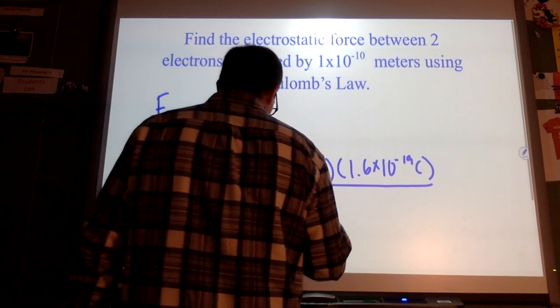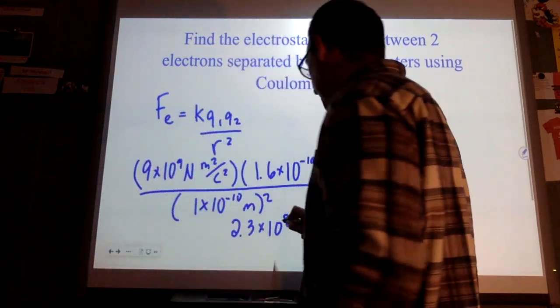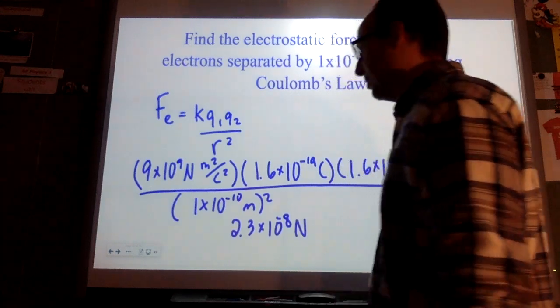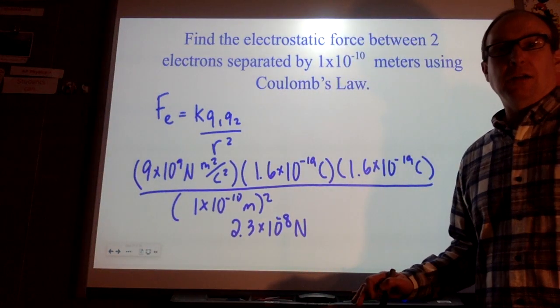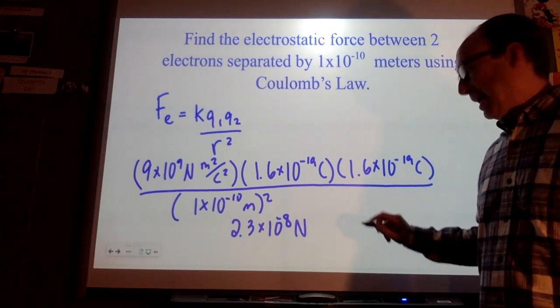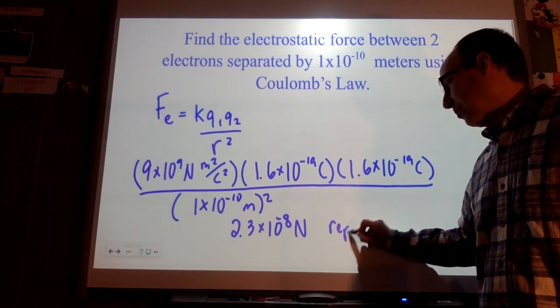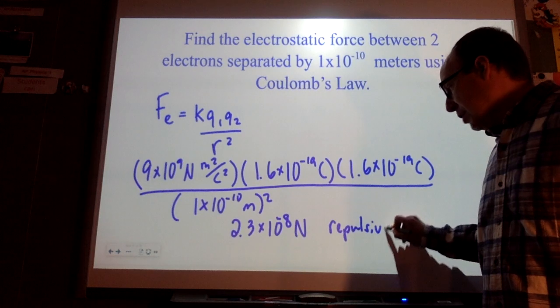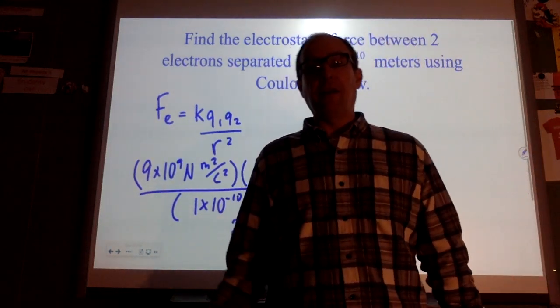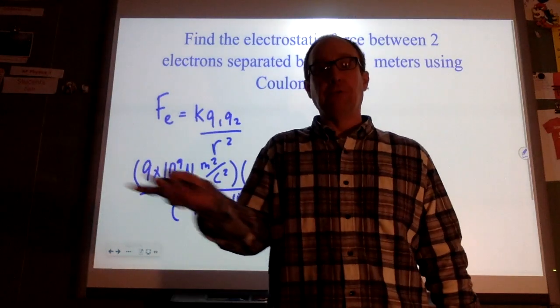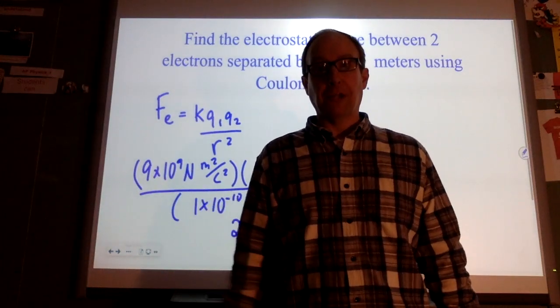So I have 2.3 times 10 to the negative 8 newtons. So it's still a force. And since they're electrons, they have the same sign, I'm going to say that this is repulsive. Now you could draw this if you had a free body diagram, right? You'd be able to show what direction it is with that arrow.